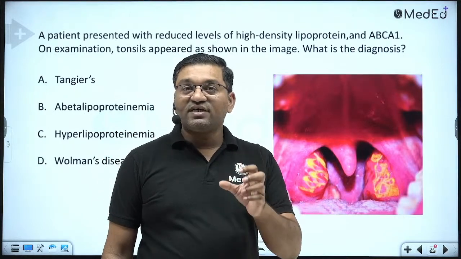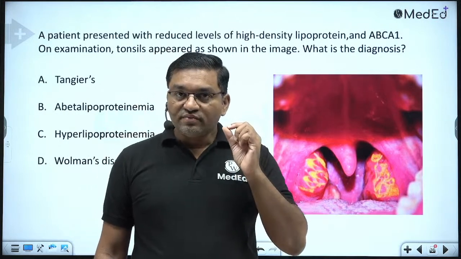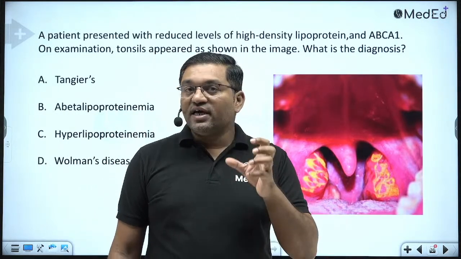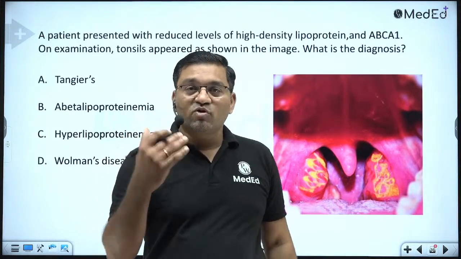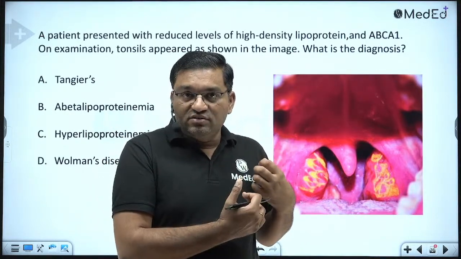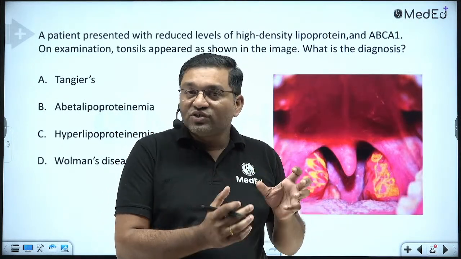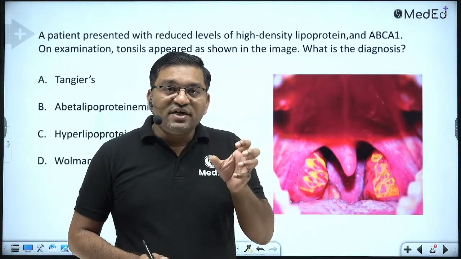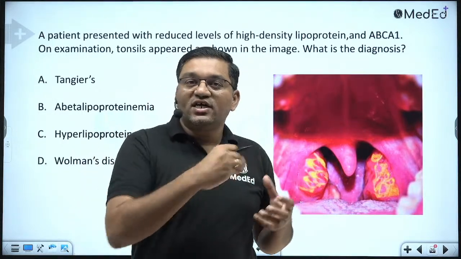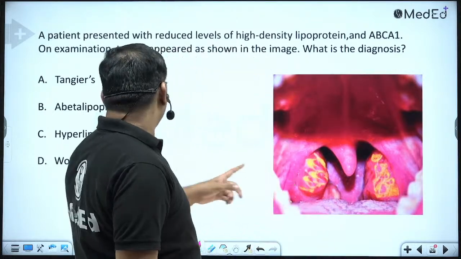There is defect in the HDL because of mutation in ABCA1, because this ATP binding cassette transporter protein is required for transport of cholesterol from the cells to the HDL, and then LCAT will cause the esterification of this cholesterol and convert cholesterol into cholesterol ester. As it becomes cholesterol ester, it is a lipid and it will move to the interior of HDL core, and now the HDL becomes spherical. So this is orange colored tonsil.